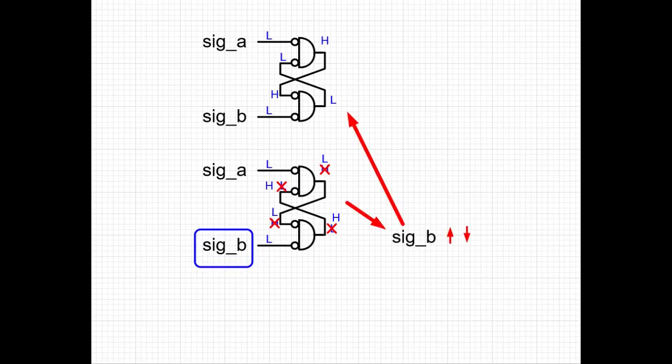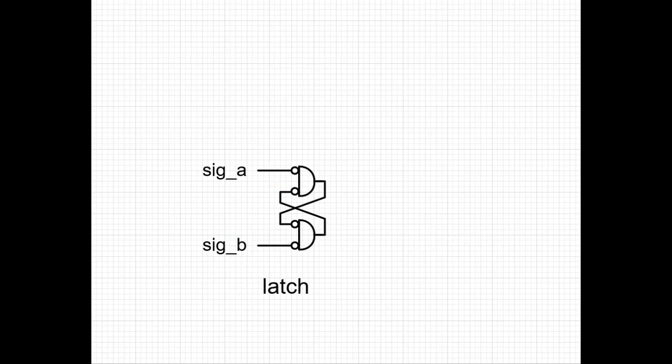You can see that if we now toggled sig B high, we would revert back to the original stable states. We could call this gate configuration a latch, since it latches or holds the states of inputs presented to it.